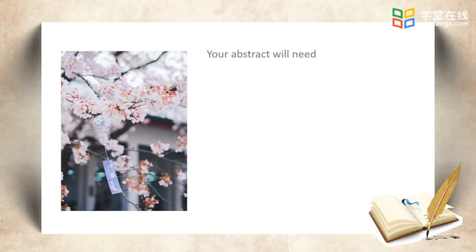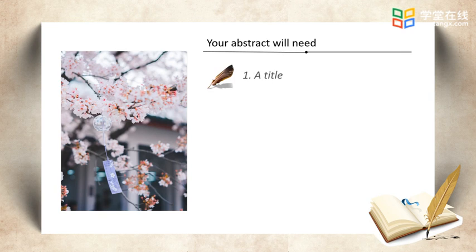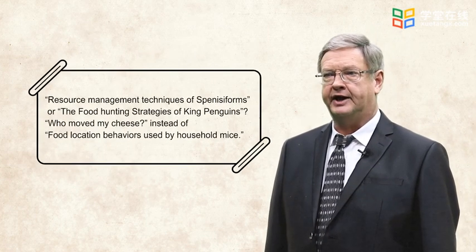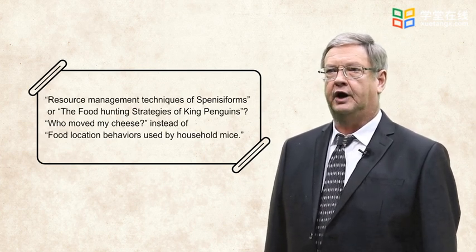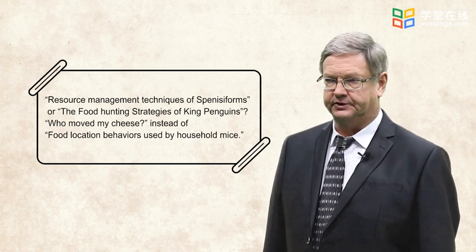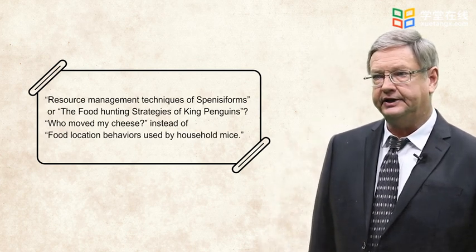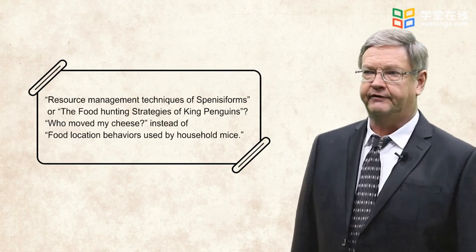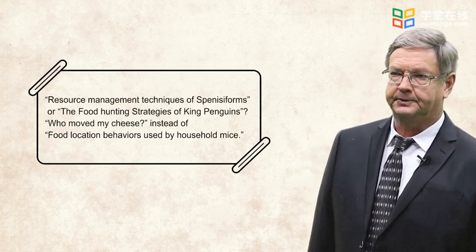To compose an abstract, you will need to create, 1. A title. As noted, the title should be informative but not too technical or dull. As long as the meaning is clear, even a little wit is allowed. For example, which title would work better? Resource Management Techniques of Emperor Penguins or The Food Hunting Strategies of Spiniciforms? Who Moved My Cheese? Instead of Food Location Behaviors Used by Household Mice.